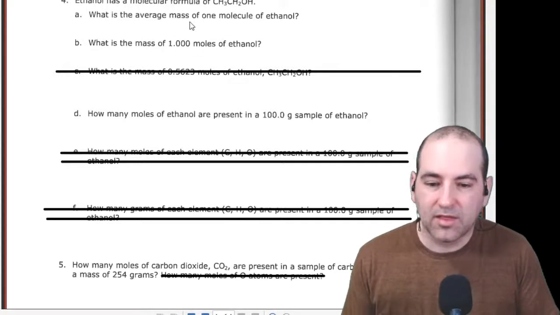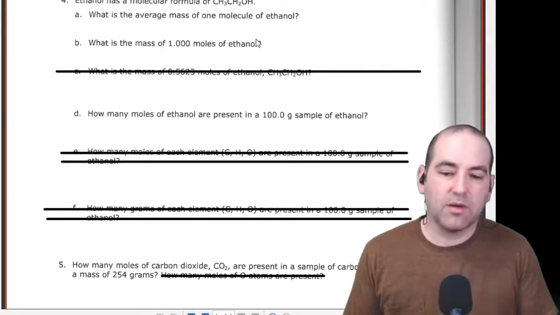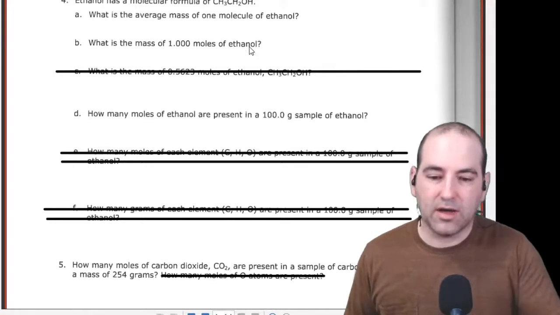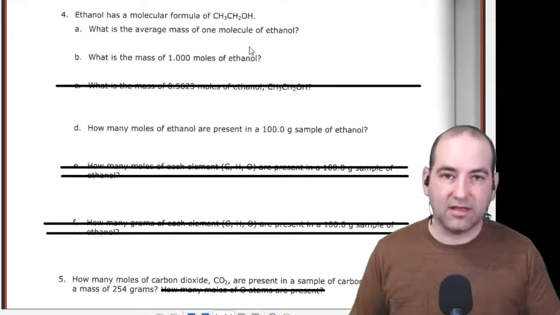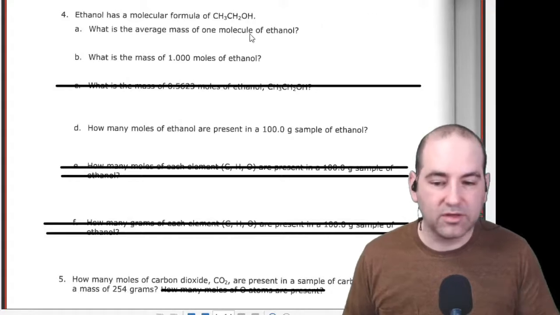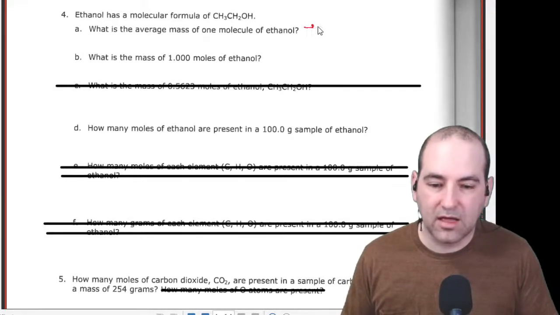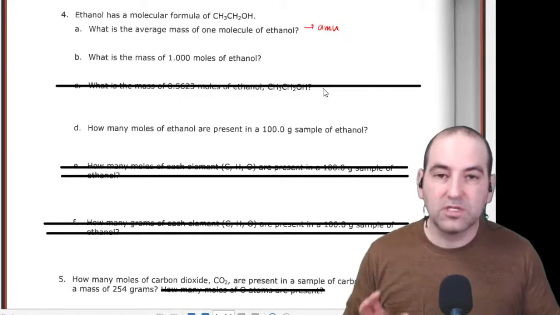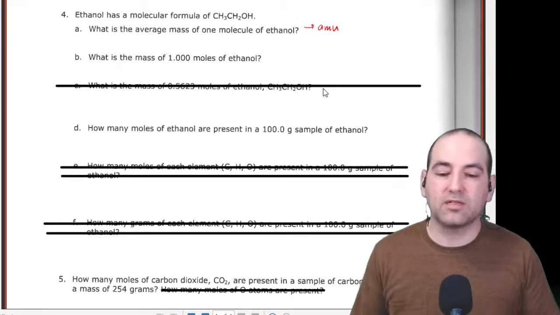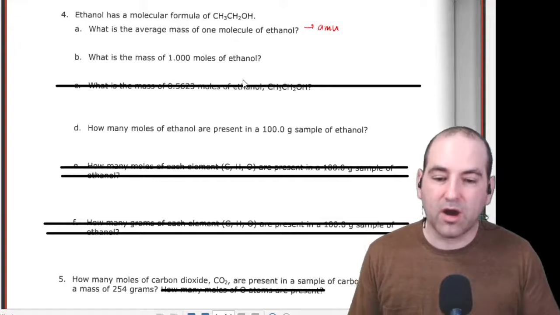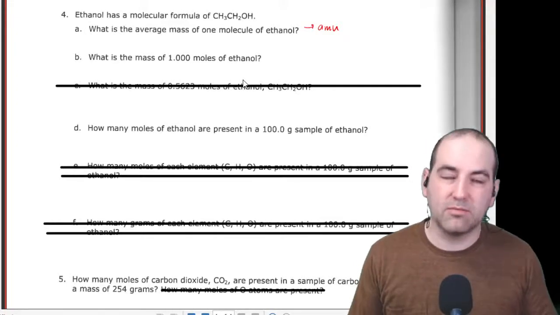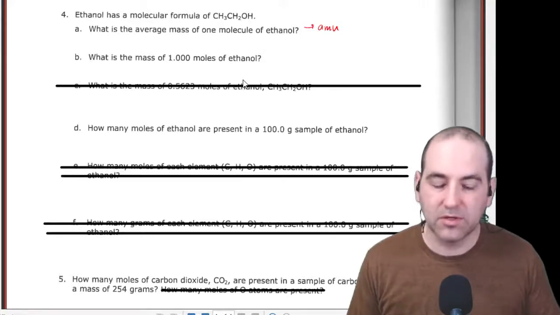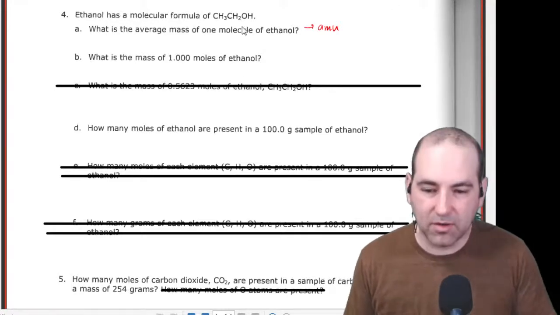So the average mass of one molecule of ethanol. Remember that when we are talking about the mass of a tiny thing like a molecule, we're not going to report that in grams. We're going to report that in AMU, or atomic mass units. But we still use those same numbers from the periodic table. So we look up carbon, hydrogen, oxygen on the periodic table, and we find masses around 12, 1, and 16. I'm just going to use whole numbers to make it easier. That's fine for our purposes in this class.